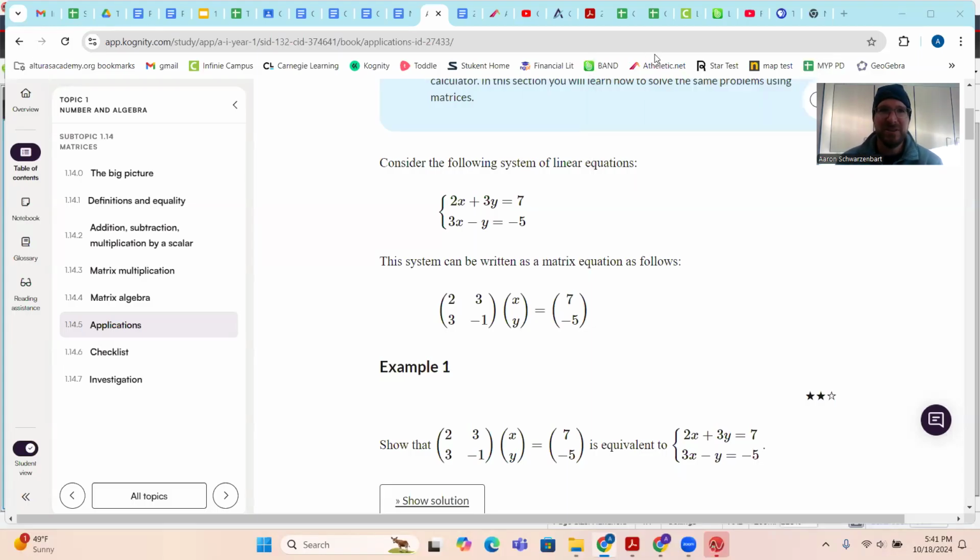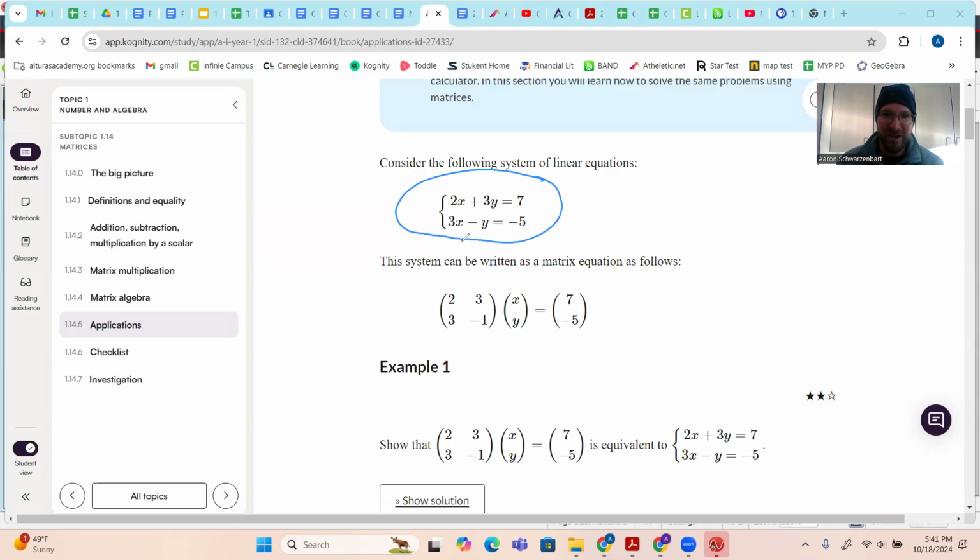Okay, this is 14.1.5, applications. We're going to talk about applications of matrices. The first one we've already done, but I want to show you why this works.